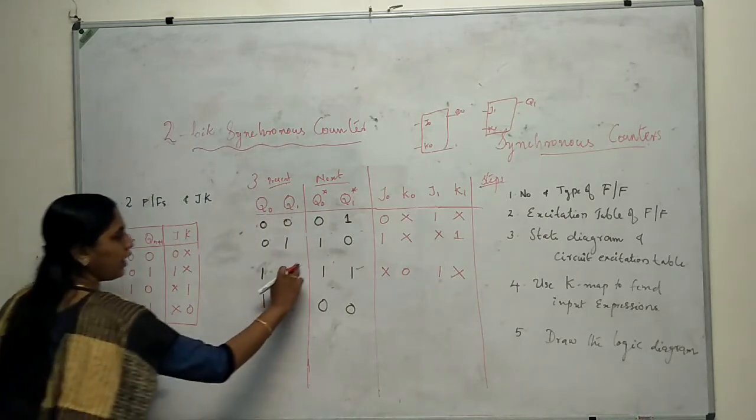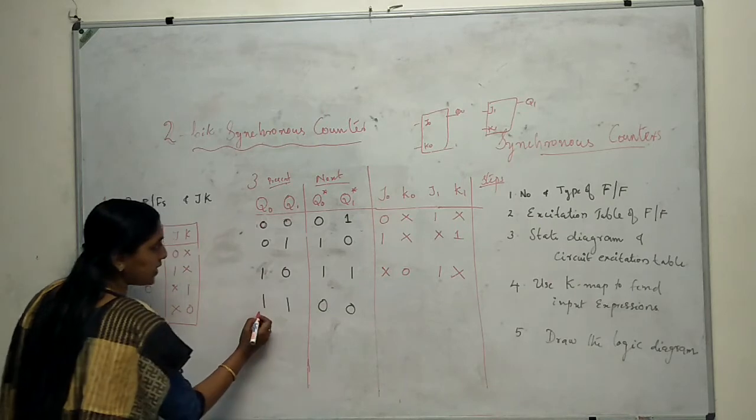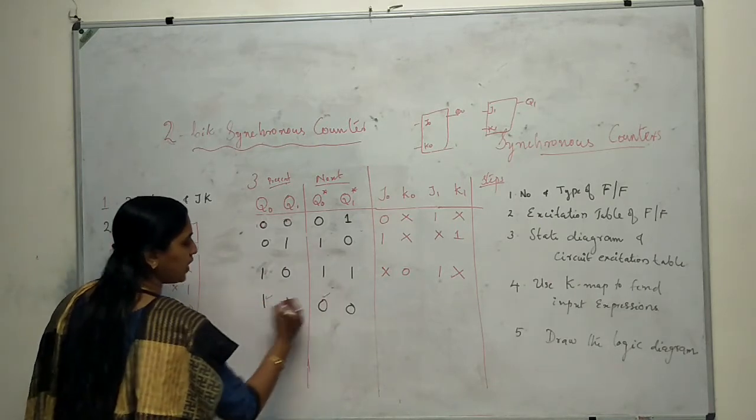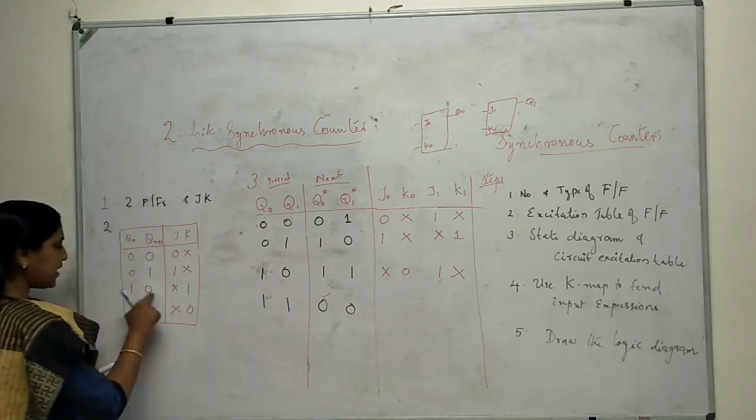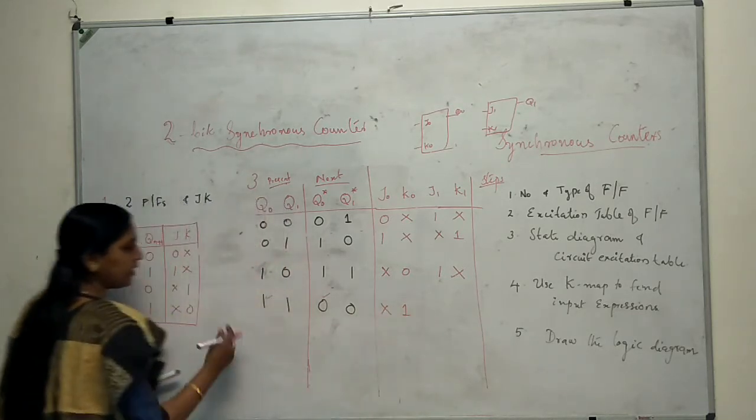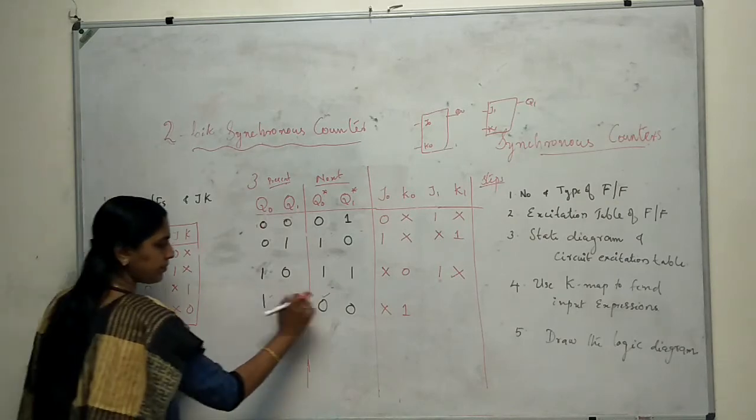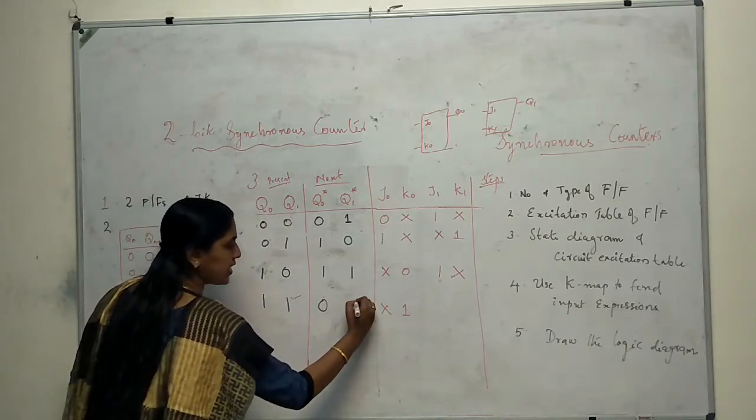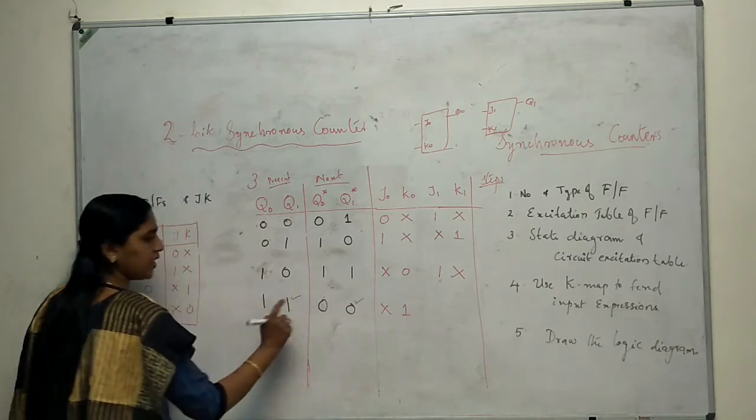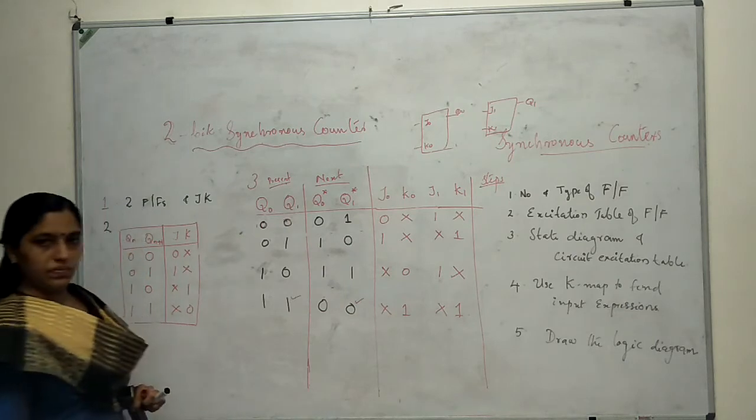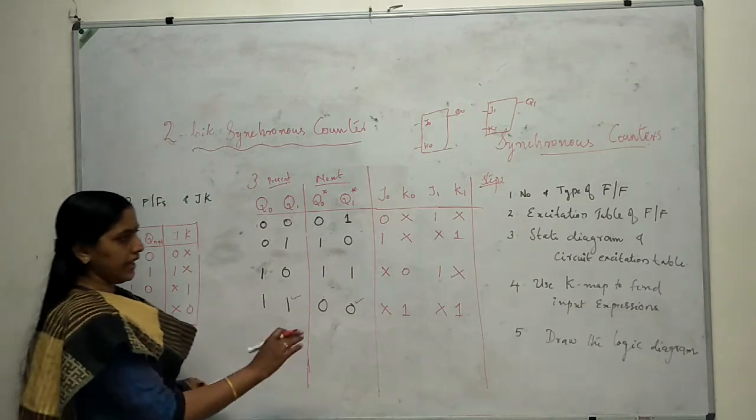Okay. Now I'll move on to the next state. That is Q0 is 1 and Q0 star, the next state, is 0. 1, 0. 1, 0 means x1. Then next is Q1. Q1 current state is 1 and next state is 0. 1, 0 is nothing but x1. Okay, so I hope this is clear for you.